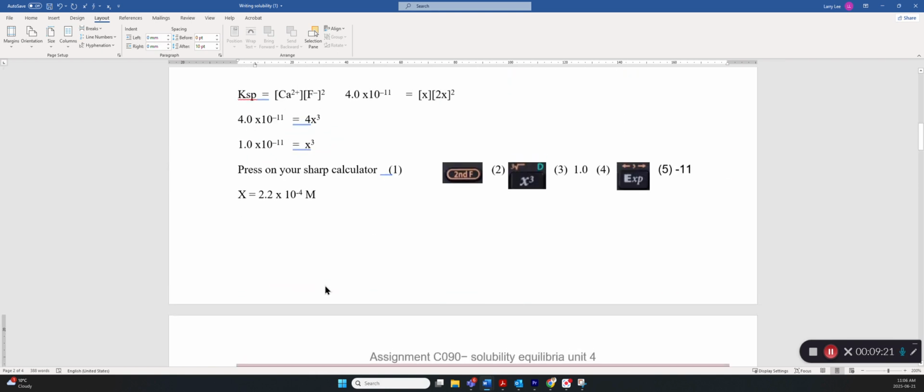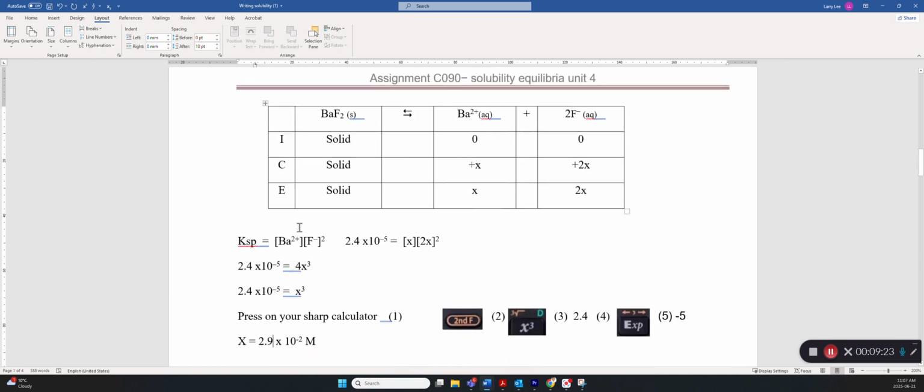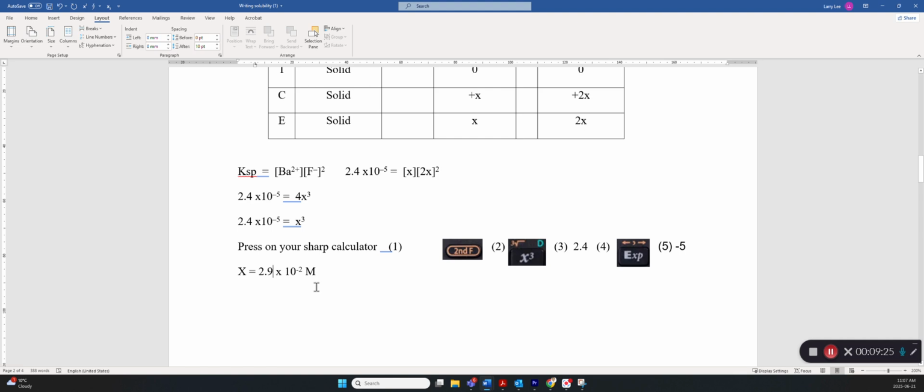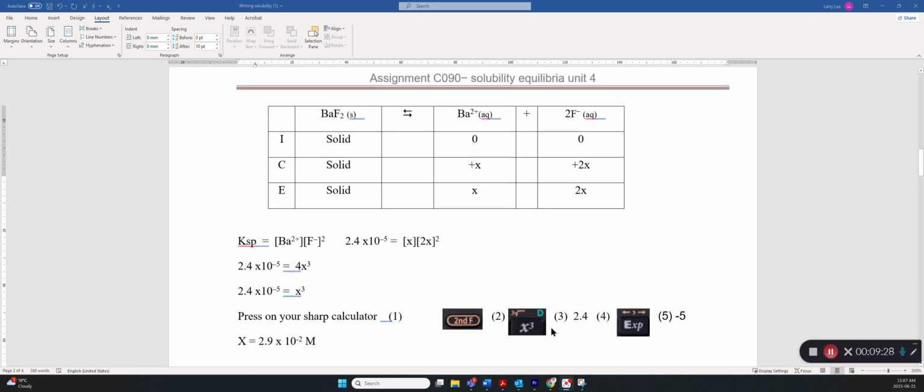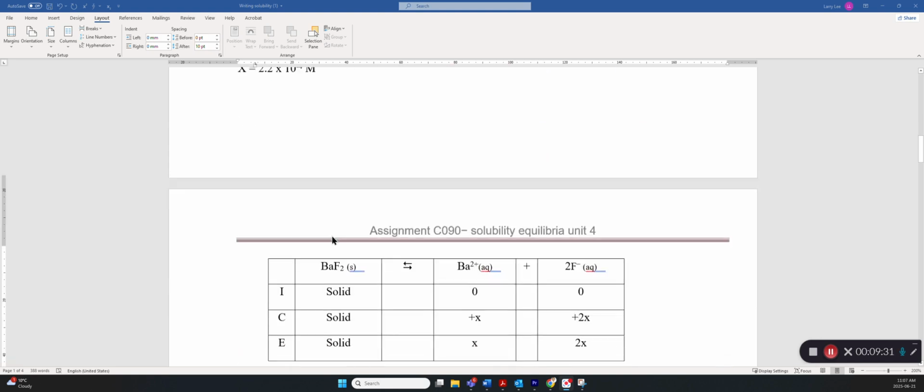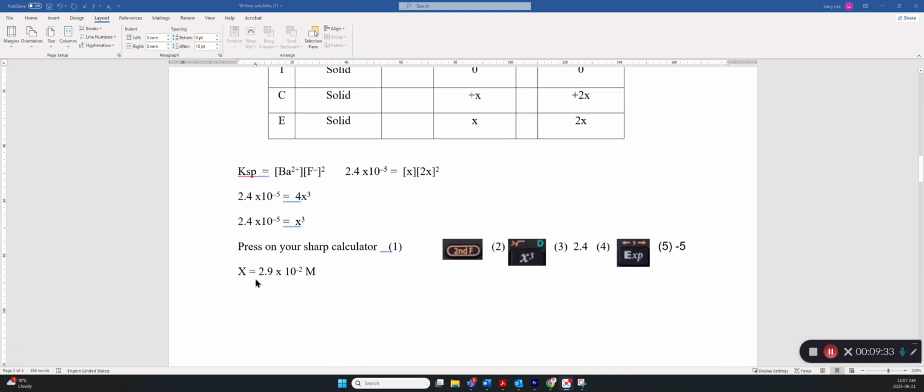Now comparing the molar solubility, the bigger number is the one that is more soluble. As you can see, the value of the molar solubility for barium fluoride is larger, so this one will be the more soluble ionic compound, barium fluoride.